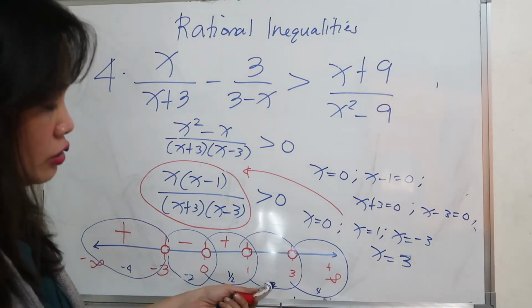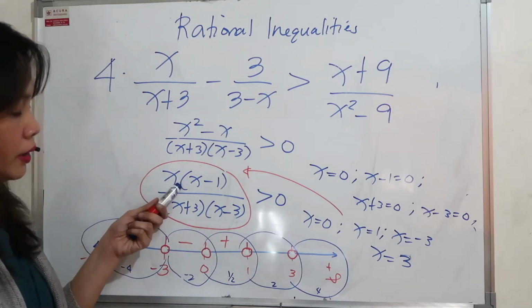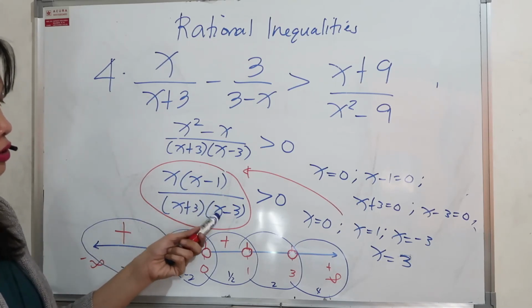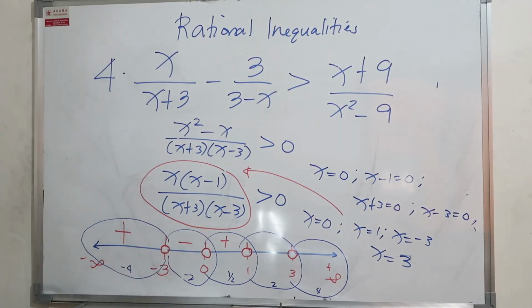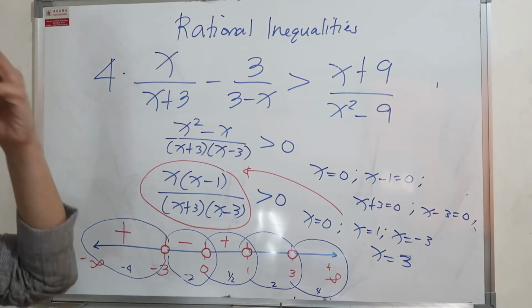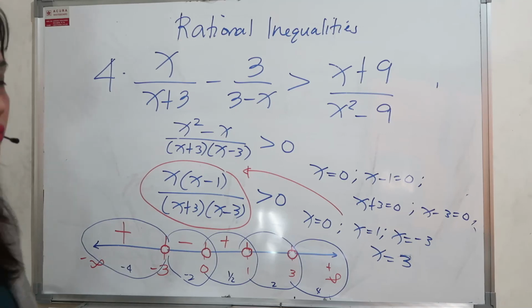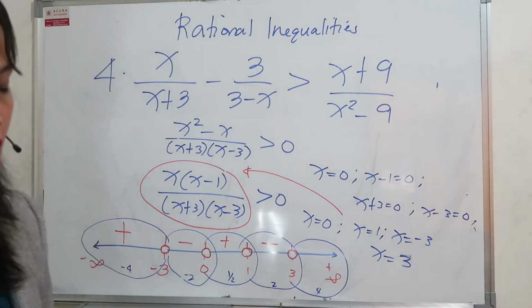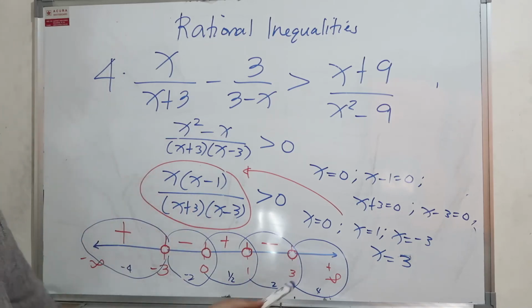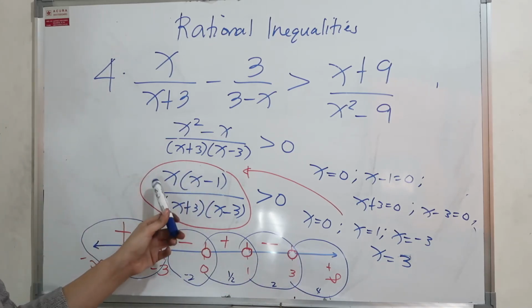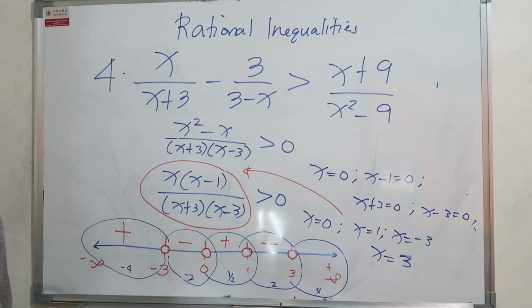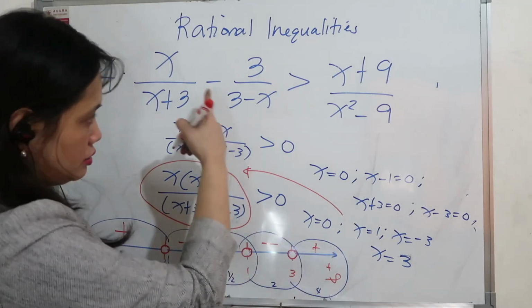Next, 2. Substitute 2 here, so 2 multiplied by 2 minus 1, over 2 plus 3 multiplied by 2 minus 3. What will be the sign? Is it positive or negative? Okay, negative. Next, what about 4? Substitute. So 4 multiplied by 4 minus 1, over 4 plus 3 multiplied by 4 minus 3. Okay, positive.